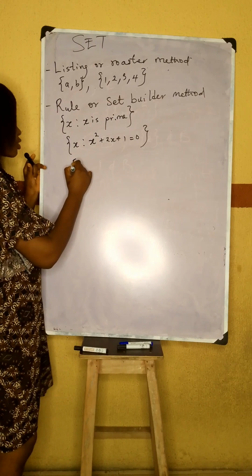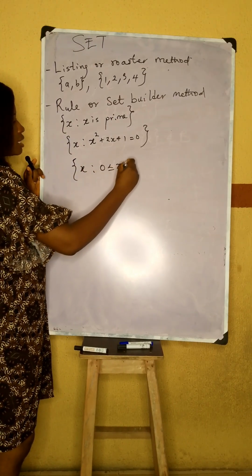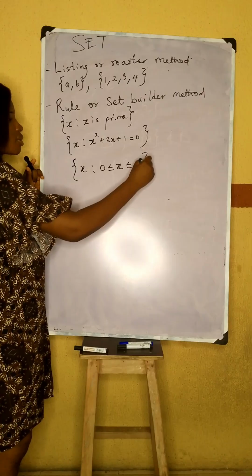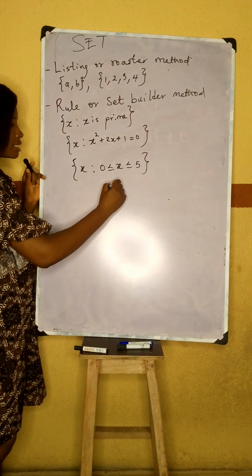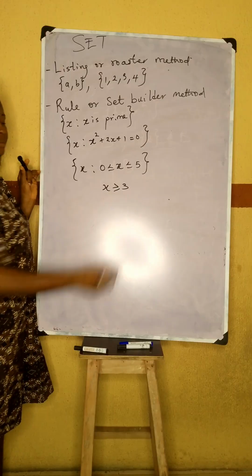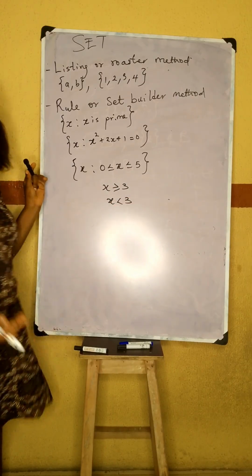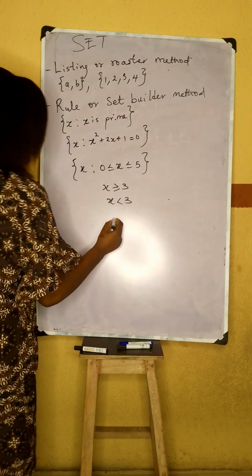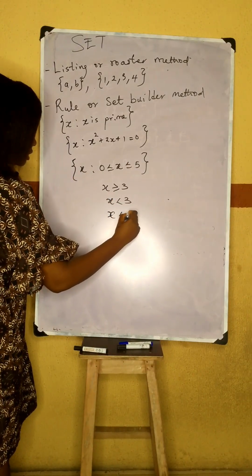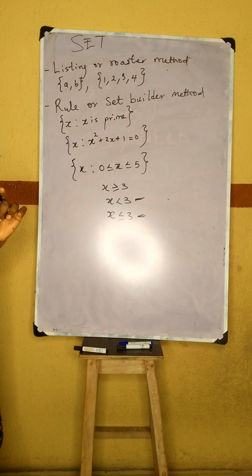Then another one can come this way: S such that 0 is less than or equal to S less than or equal to 5. This is the one we mostly use. Or they can even say S is greater than or equal to 3. Or they say S is less than 3. Whatever. Now, this and this don't mean the same thing. I hope you know that.